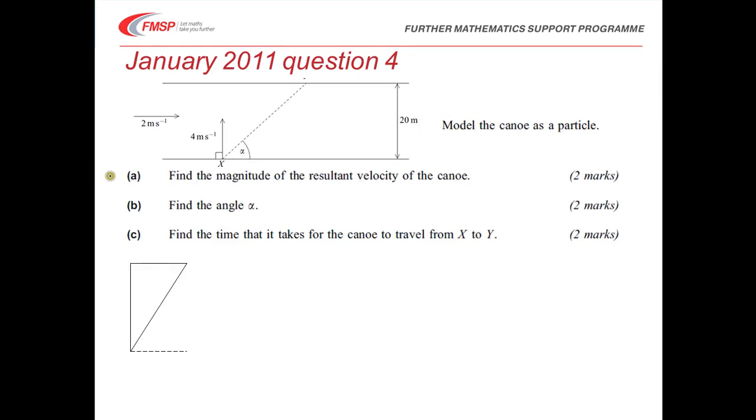So let's just have a look at that and put some information on a diagram down here. So this is the 4 metres per second, which is the velocity of the canoe going across. This is 2 metres per second, so that's the water flow. And then if we add them nose to tail, so we have a triangle of forces, then we will find the resultant velocity. The magnitude initially is what we're being asked to find.